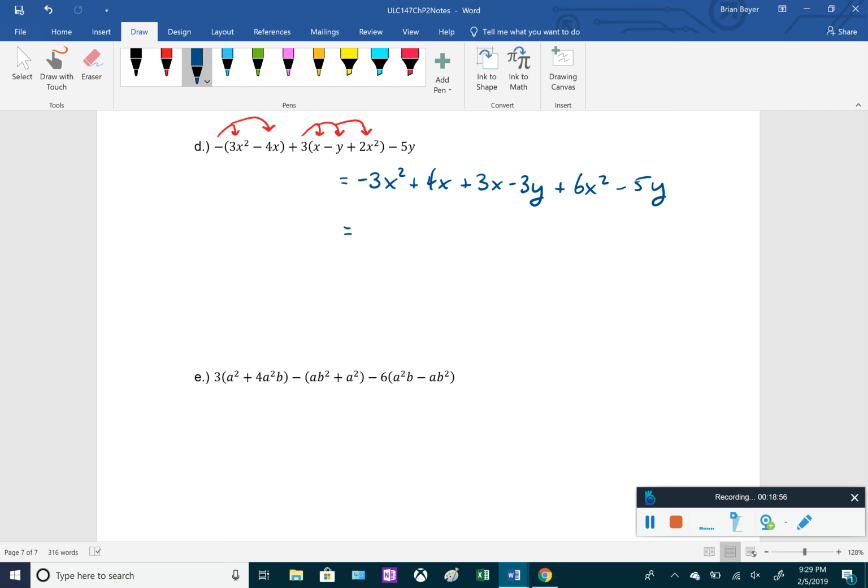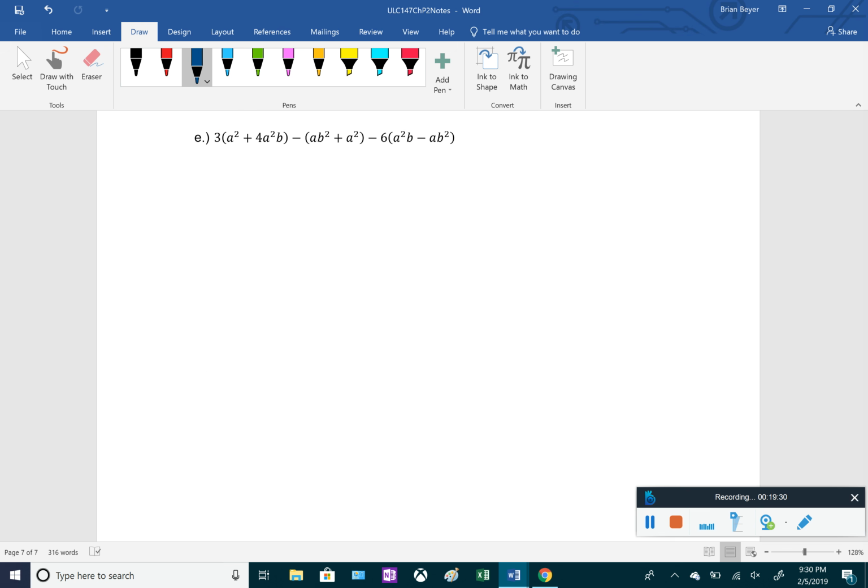So combining like terms, we have 3 different terms here with different variable factors. We have an x squared term, an x term, and a y term. So let's combine the x squared terms. Negative 3x squared plus 6x squared, negative 3 plus 6 is 3, so 3x squared. 4x plus 3x is plus 7x. And then negative 3y minus 5y is negative 8y. So that's our final simplified version.